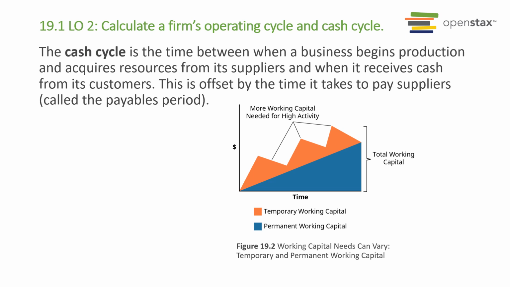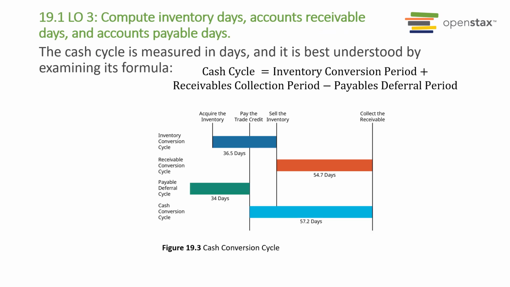Working capital needs can vary. There's temporary and permanent working capital. Total working capital is composed of temporary working capital plus permanent working capital. More working capital is needed for high activity. The cash cycle is measured in days and is best understood by examining the formula. The cash cycle equals the inventory conversion period plus the receivables collection period minus the payables deferral period.